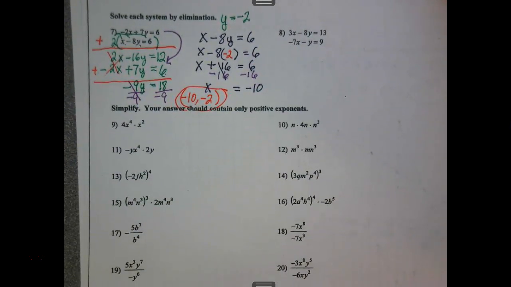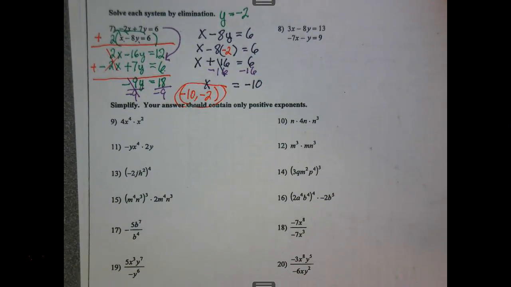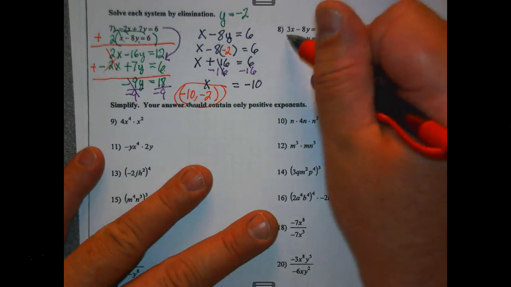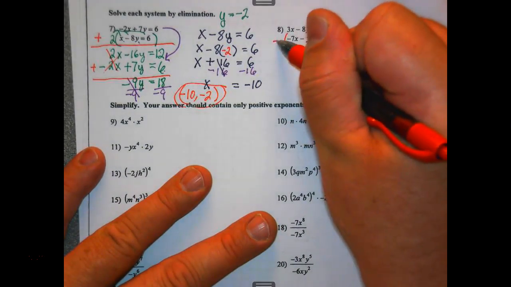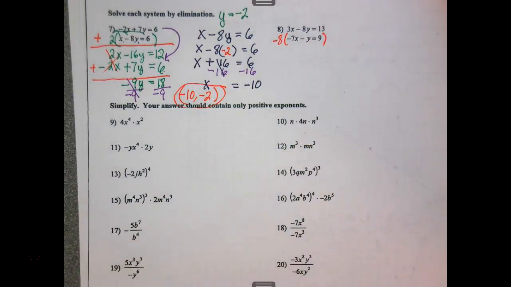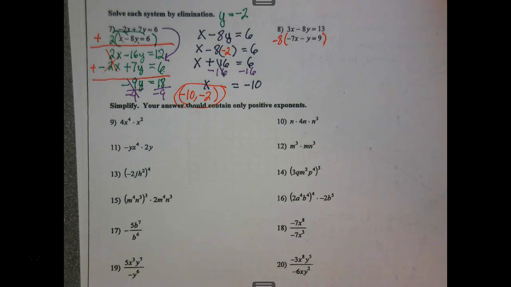You can do 8. I would multiply the bottom one by, I'll tell you what to multiply by. I would multiply the bottom one by -8. It will eliminate your y's.